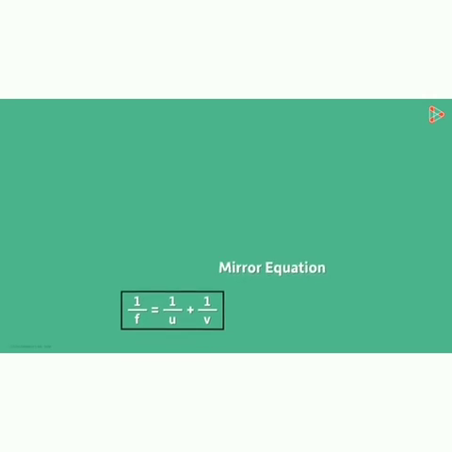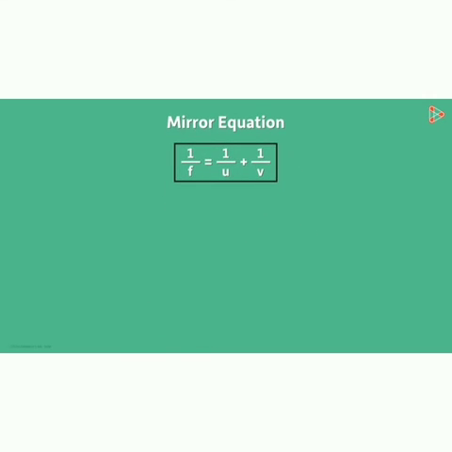Okay. This is the formula of the mirror equation. This equation or this formula is valid for any position of the object and also for any kind of spherical mirror. Whether it is a concave or convex mirror, this will work for both kinds of mirrors.